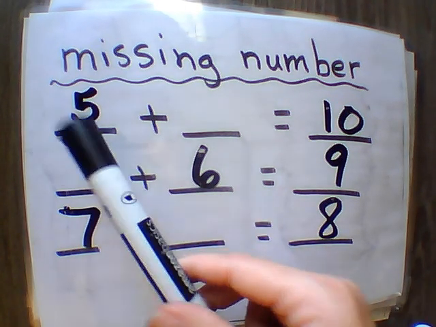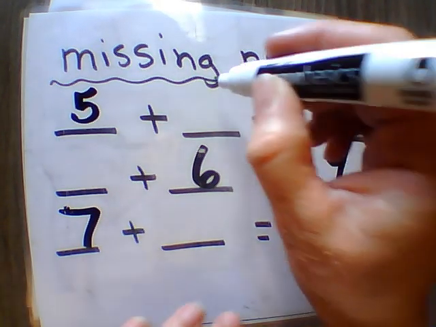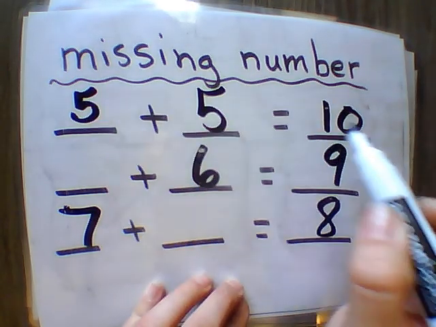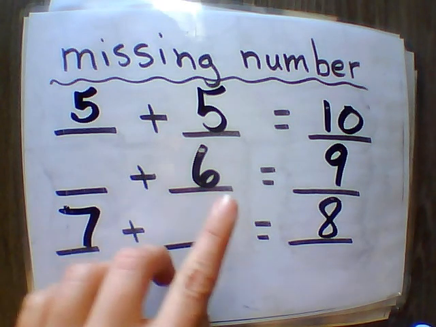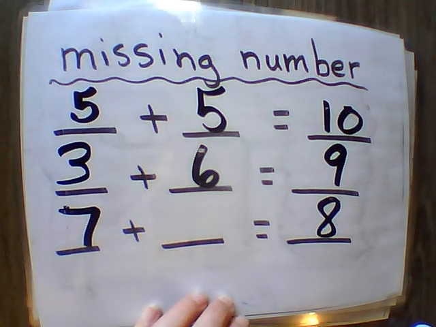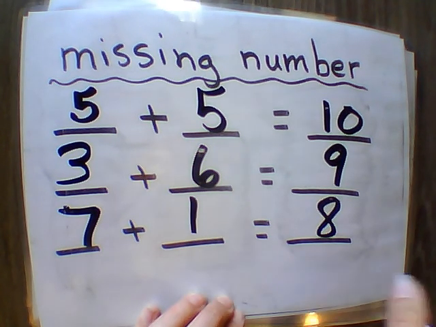Alright, so 5 plus blank equals 10. 5 plus 5 equals 10, and that is a double fact. Any number plus itself is a double fact. Blank plus 6 equals 9. 3 plus 6 equals 9. 7 plus blank equals 8. 7 plus 1 equals 8.